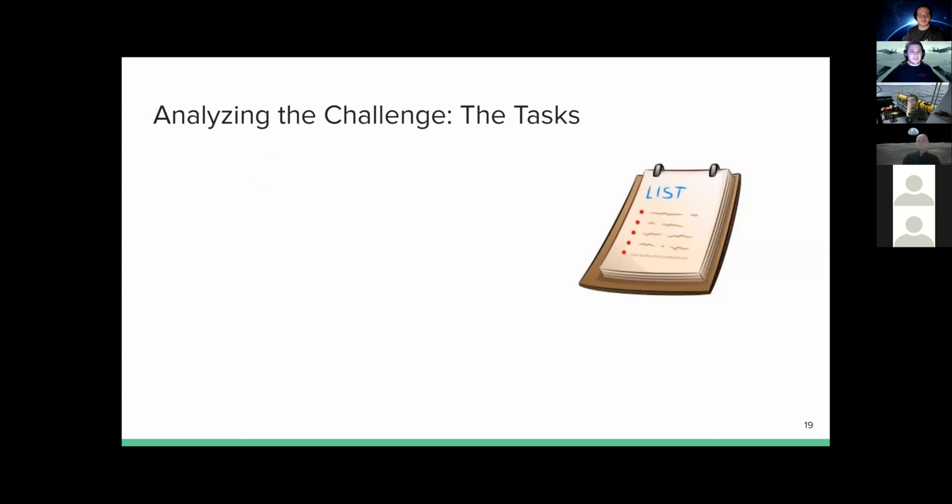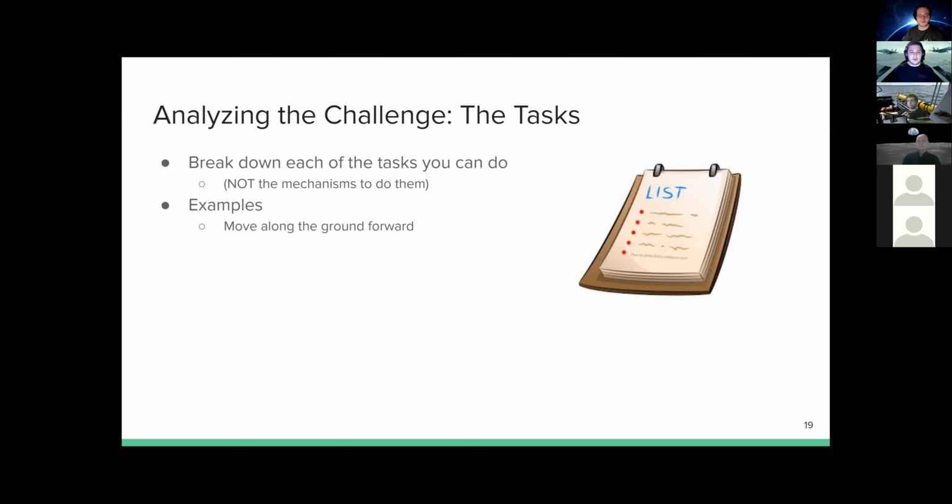So once you have the rules all sorted out, and you understand the scope and the space that you're working in, you can start to talk about the tasks. What you're going to want to do is break down each of the tasks that you can do into a list. So that is moving along the ground forward, for example, land without breaking, pick up an object off the ground, or achieve harmony with nature. Some of those are more difficult than others. And I added a note here under the first bullet that says, not the mechanisms to do them.